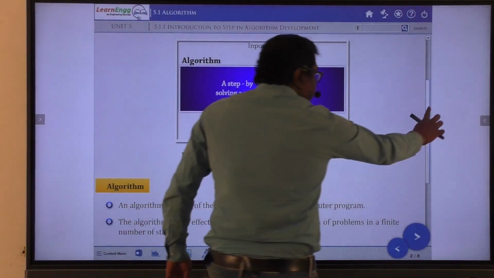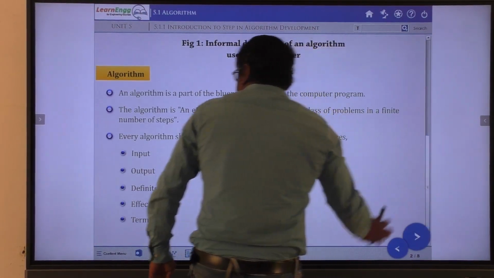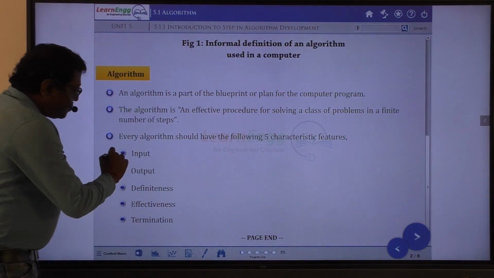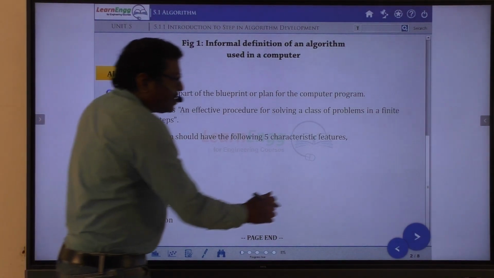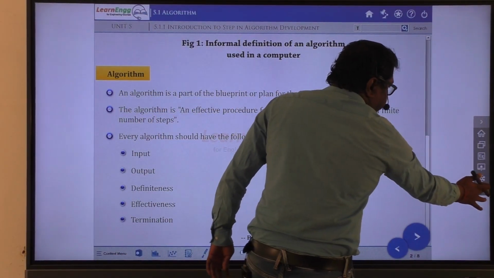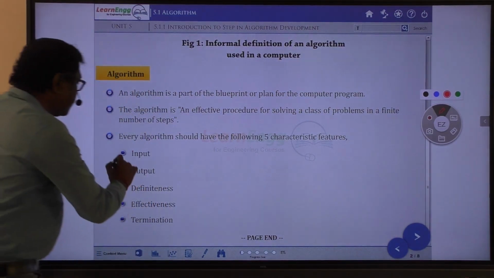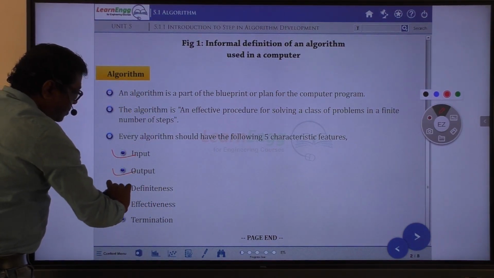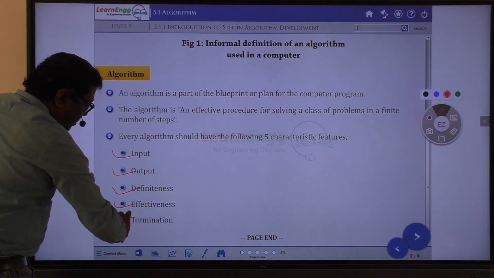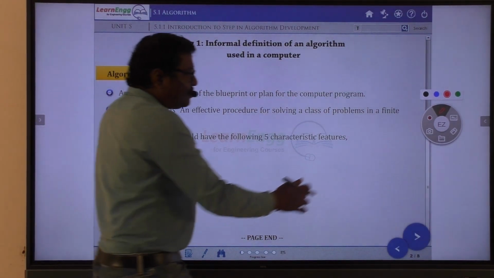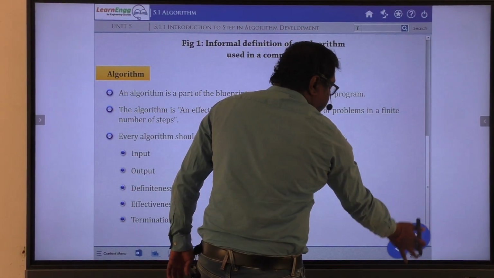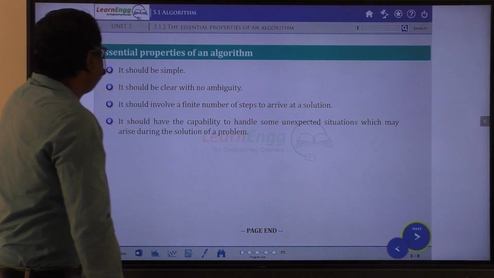So what are the parts of an algorithm? We have to first identify the input part, output part, definiteness, effectiveness and termination. In the next slide we will study the parts of the algorithm.